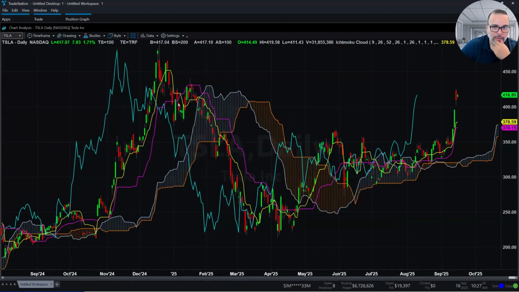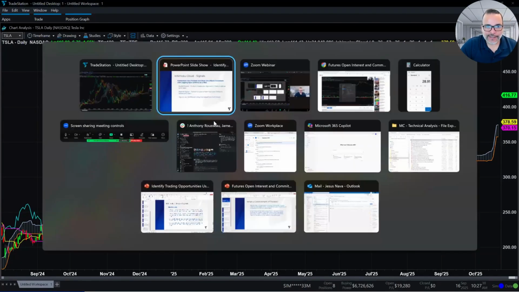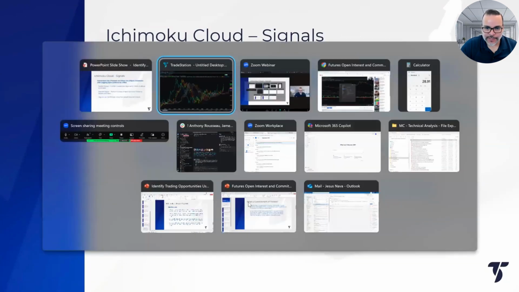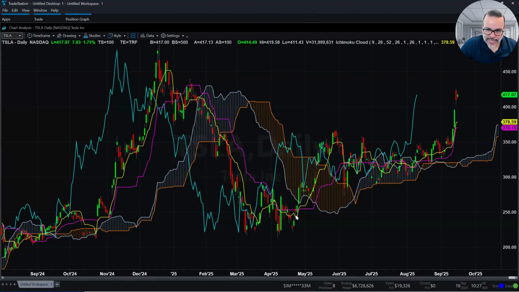All right. So what we're looking for is for the yellow line to cross over the magenta, and for that to happen, as the signal says, Tenkan crosses over Kijun and Chikou is above the price bars. In this case, we see the Tenkan crossing over Kijun and the Chikou line is above the price bar. So that would be considered a bullish signal.